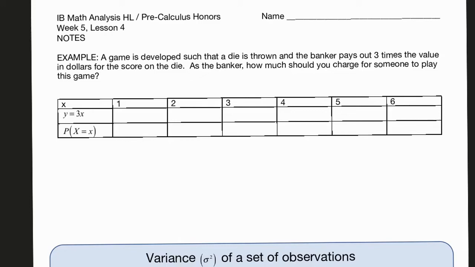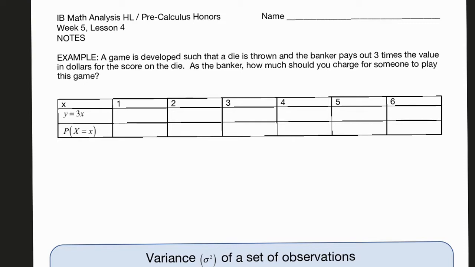Week 5, lesson 4. Okay, so you can read this example. There's a game, all right? And there's going to be somebody that's charging you to play their game, right? You roll the die and you get $3 for every dollar that is on the die, okay? So the question is, as the person running this game, as the banker, how much should you charge so that you're actually making some money?